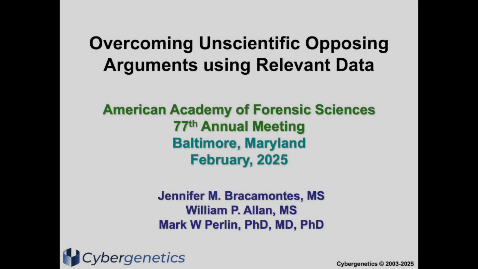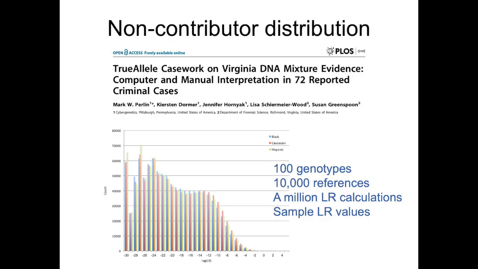This is a presentation called Overcoming Unscientific Opposing Arguments Using Relevant Data. I want to begin with this picture. This is the type of validation picture that appears all the time in studies. They started becoming popular around 12 years ago. And here the purpose is to show the specificity of a method of genotyping.